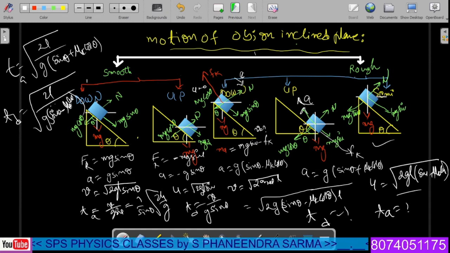Under such a condition, how to solve this particular case? Let us take the ratio. Then TA square by TD square is equal to, so in this case, the g upon g cancels.